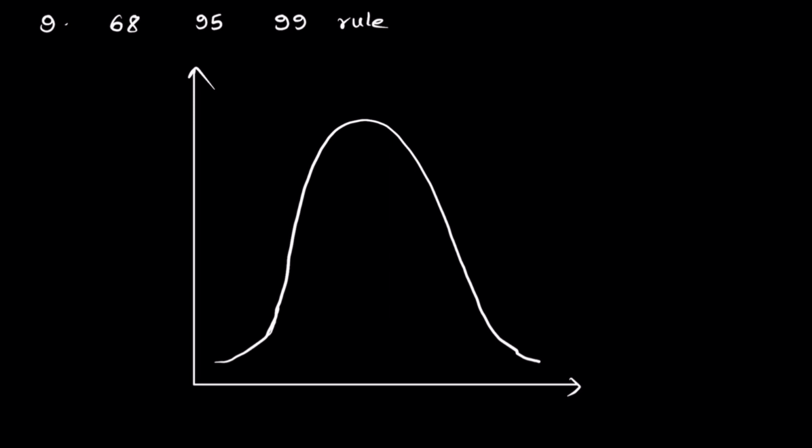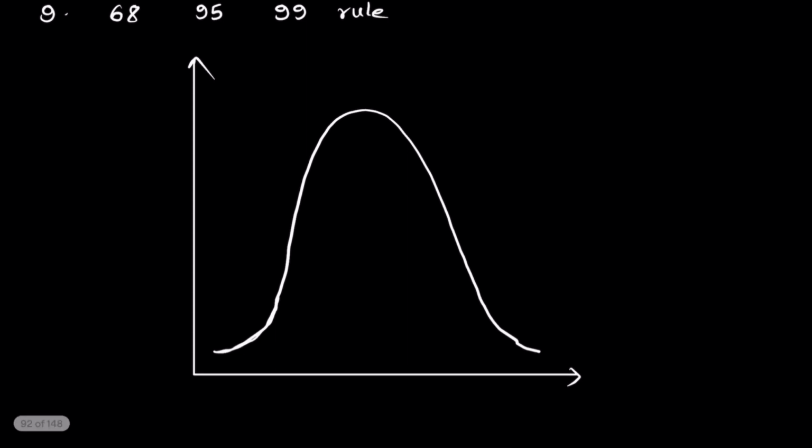Okay, so this more or less looks like a normal distribution. In this particular normal distribution, at the midpoint you have your mean. So here's the mean. If you go one standard deviation in front and behind the mean, one standard deviation to the left and one standard deviation to the right.